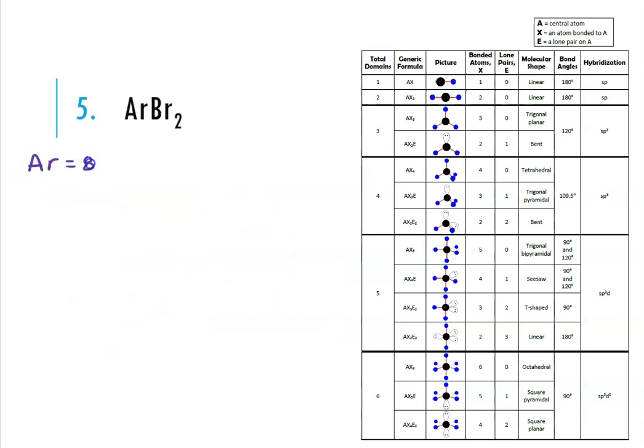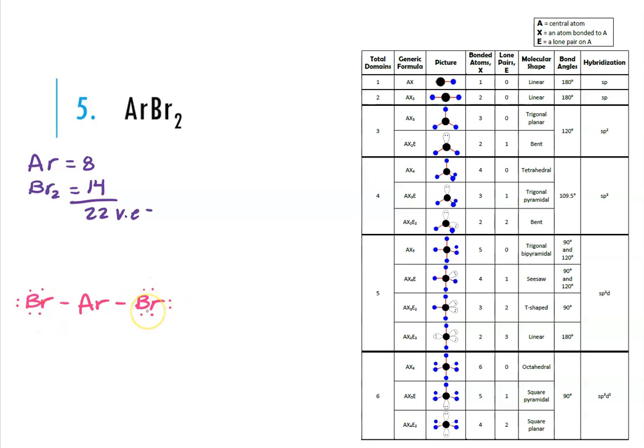All right, next up, ArBr2. Ar is in group 18, so it's got 8. Br is in group 17, so 7 times 2 is 14. That gives me 22 valence electrons. All right, Ar is my central atom, so I attach both bromines. 2, 4, 5, 6, 7, up to 16.